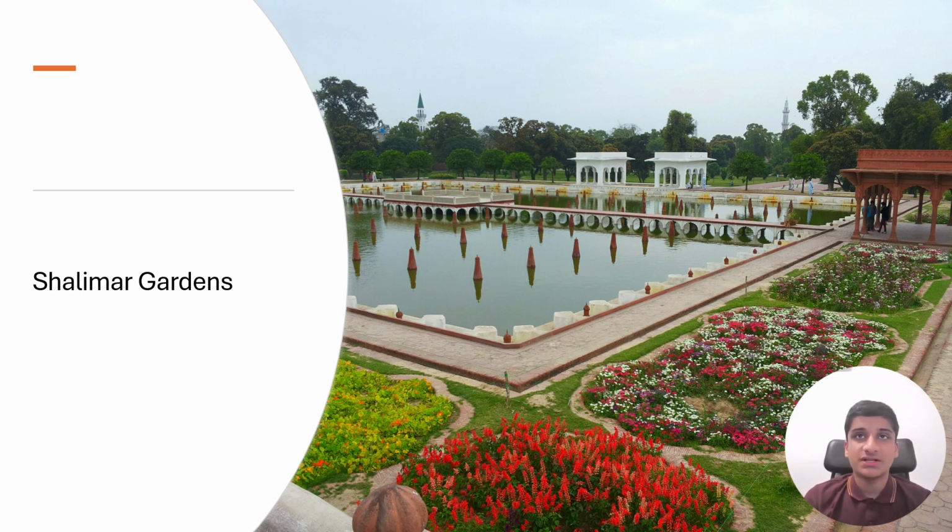Shalimar Gardens was built for royal pleasure in 1641 by Shah Jahan, a Mughal emperor. It contains 410 fountains that still work, a genius of engineering and architecture of its time, with a gravity-powered water system without the use of any machines or electricity.